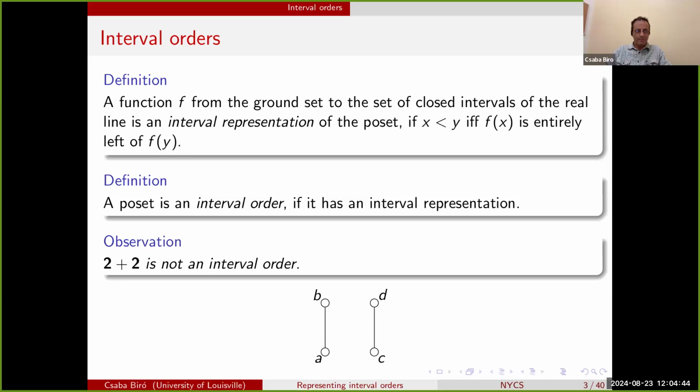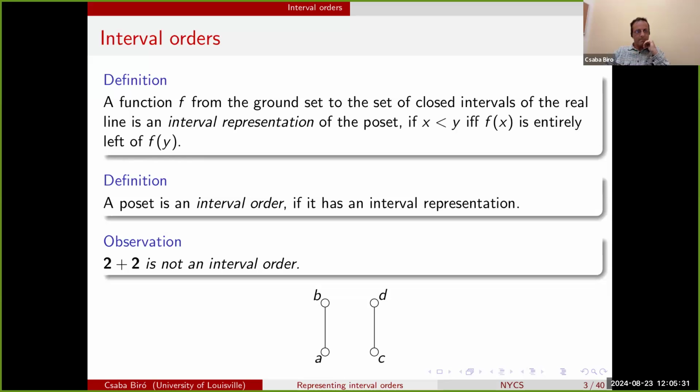Not every poset has an interval representation. In fact, this poset that we sometimes call 2 plus 2, which is just two incomparable chains of size 2 each, is not an interval order. This is not hard to see. One can just try to draw the intervals. You have to draw A, and B has to be entirely right of A. And now you're trying to find an interval for C, which overlaps both A and B, because it's incomparable to them. And because D has to be right of C, it will be right of A no matter what you do. It can't overlap both A and B. In fact, it can't overlap A once you choose an interval for C. If this is not clear, just sit down with a piece of paper and pencil, and you will get it in no time.